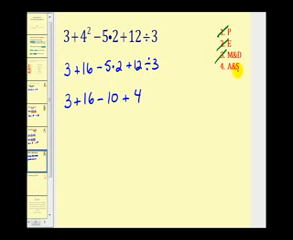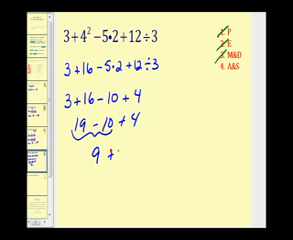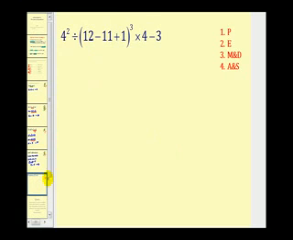And our last step is to add and subtract from left to right. So 3 plus 16 would be 19, minus 10, plus 4. And then we'll go ahead and subtract. 19 minus 10 would be 9, plus 4. And 9 plus 4 is equal to 13. I think we have time for one more.